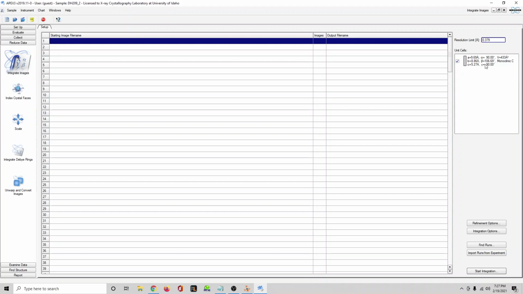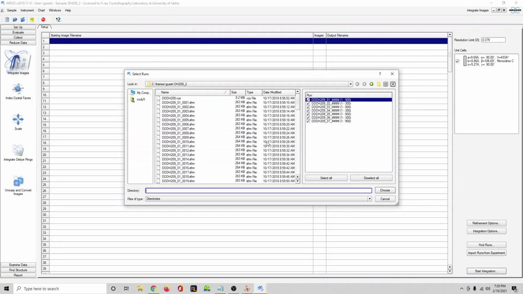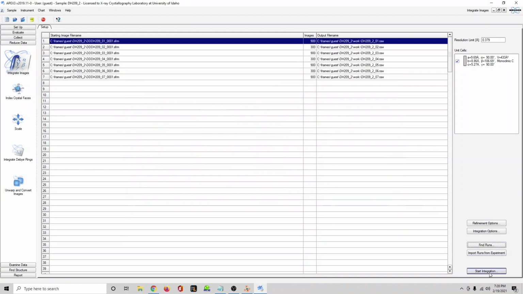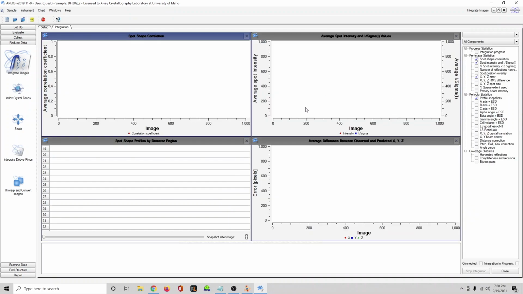So if we take the Fourier transform of our diffraction pattern, the high angle reflections in our diffraction pattern correspond to the fine periodicities of the image that is our electron density map. All I need to do is find the runs, which it does automatically, choose, and start integration with this unit cell.